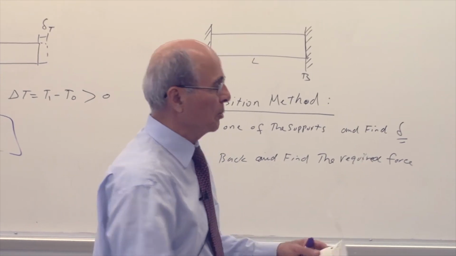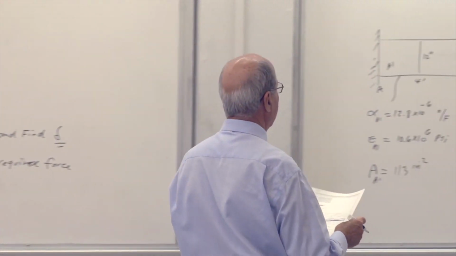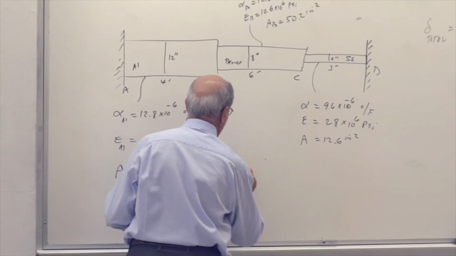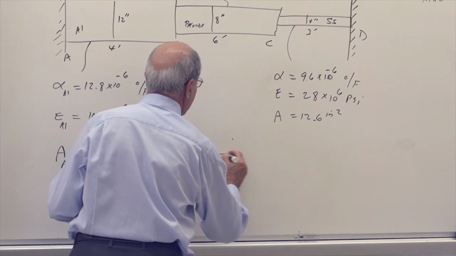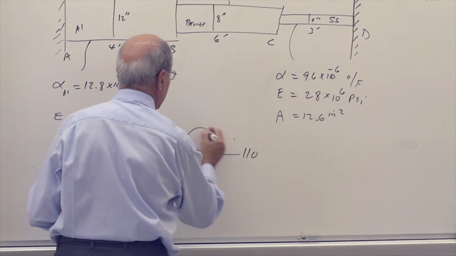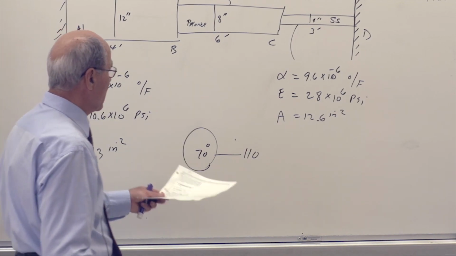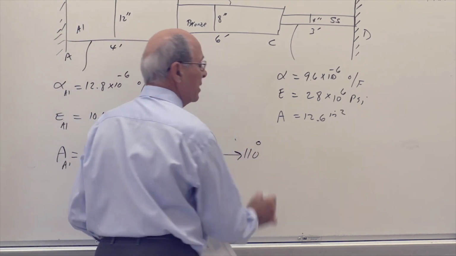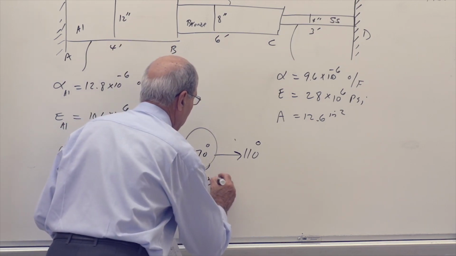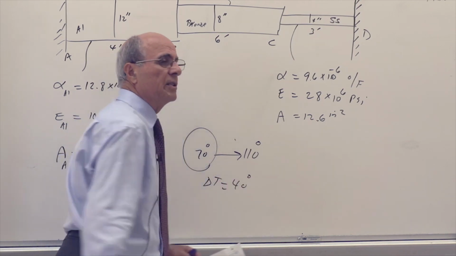Now, for this problem, let's see how much temperature change we have. So the data, we went from 70 degrees Fahrenheit, let's say the factory temperature or room temperature when this thing was manufactured. And we went up to 110 degrees, so we have a delta T of 40 degrees.